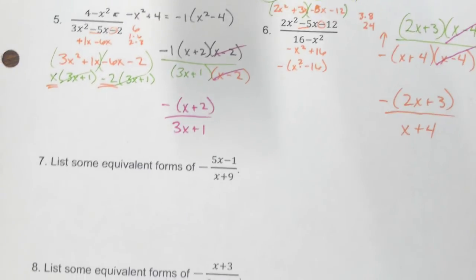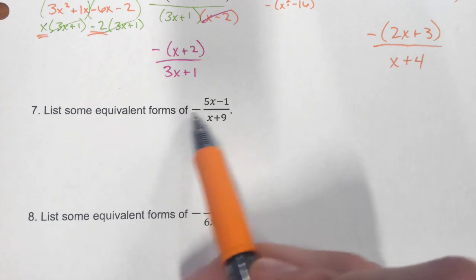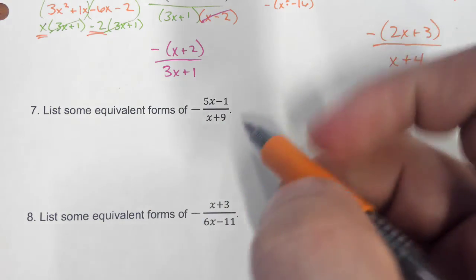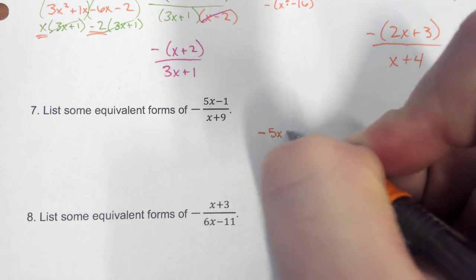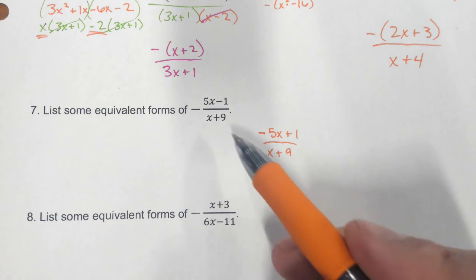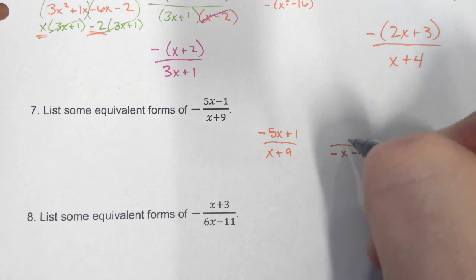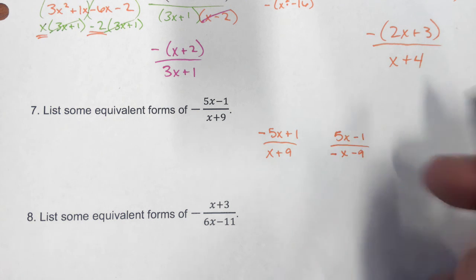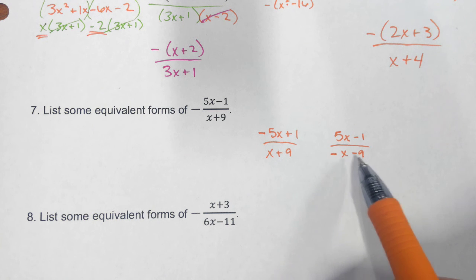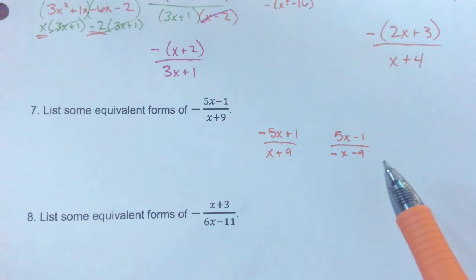Okay, and then numbers 7 and 8 are just reiterating the thing with the negatives. You can float it to the top, so an equivalent form would be negative 5x plus 1 over x plus 9. You could float it to the bottom, but I never would. That would be a terrible answer, like this. That's not good. You don't want negatives like that. You'd want to simplify that. That's really about it.